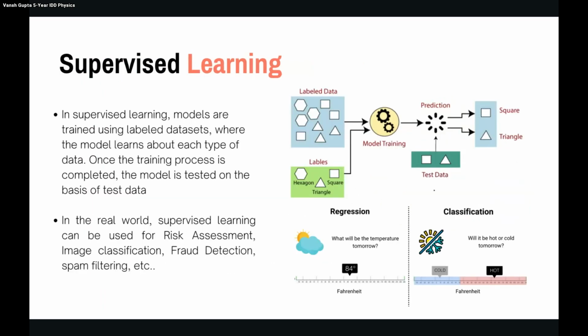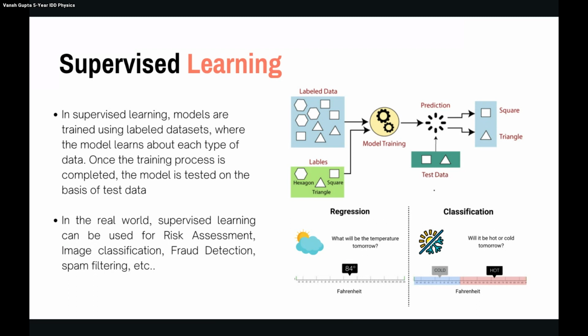So now moving on to supervised learning. So what is supervised learning? Basically, supervised learning is a type of machine learning algorithm in which we feed the model. Suppose this is our training model. We feed some labeled data to it, and based on it, we produce an output for us.